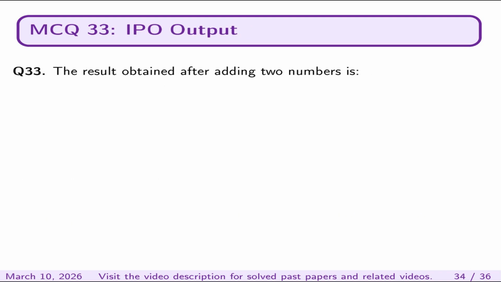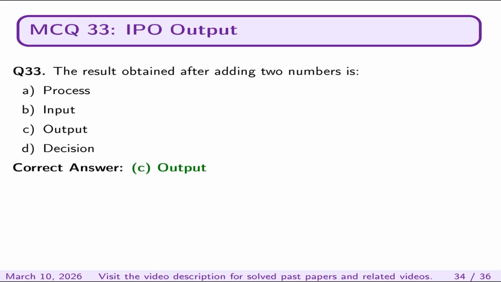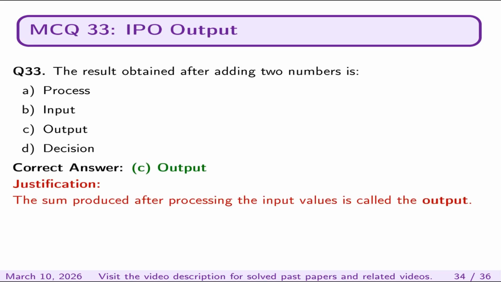Question number 33. The result obtained after adding two numbers is process, input, output, decision. The correct option is output, because the sum produced after processing the input values is called the output.